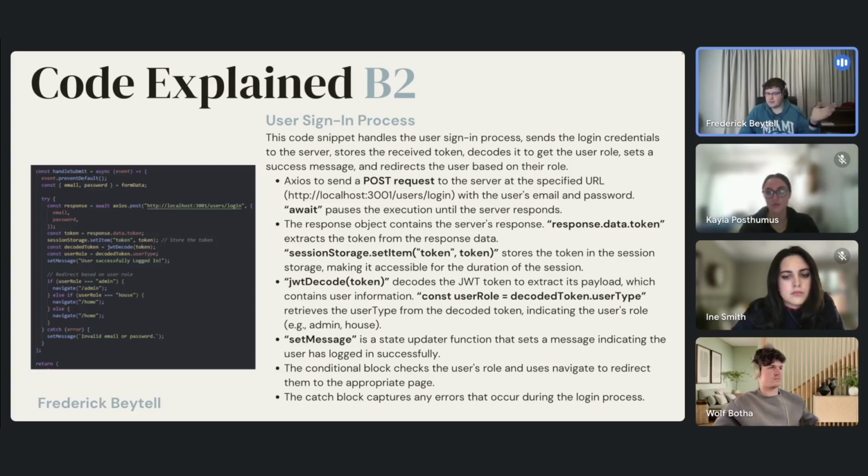setMessage is a state updater function that sets a message indicating that the user has logged in successfully. The conditional block at the bottom checks the user's role and useNavigate is used to redirect them to the appropriate page, whether that be admin, user, or house. And then the catch block at the bottom captures any errors that occur during this login process and then sets the message "invalid email or password", which will then show up like Wolf said in the previous sign-in process.